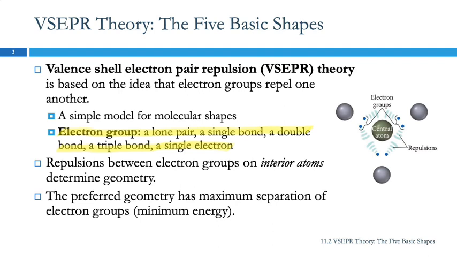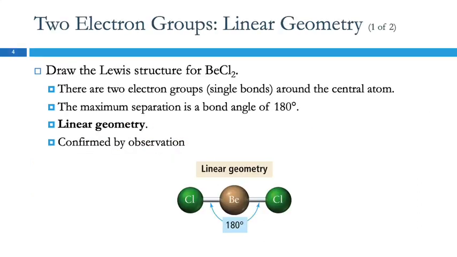Just deal with it. So what we're doing is looking at the electron groups on the central atom, and they are repelling each other, so they're trying to get away from each other. And that's going to help us predict what the molecule looks like. The preferred geometry will have a maximum separation of electron groups because that will be at an energy minimum. So we'll start with two electron groups.